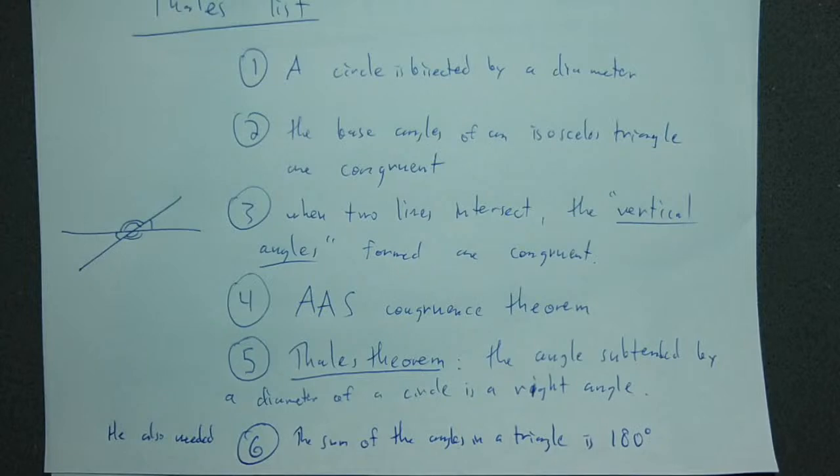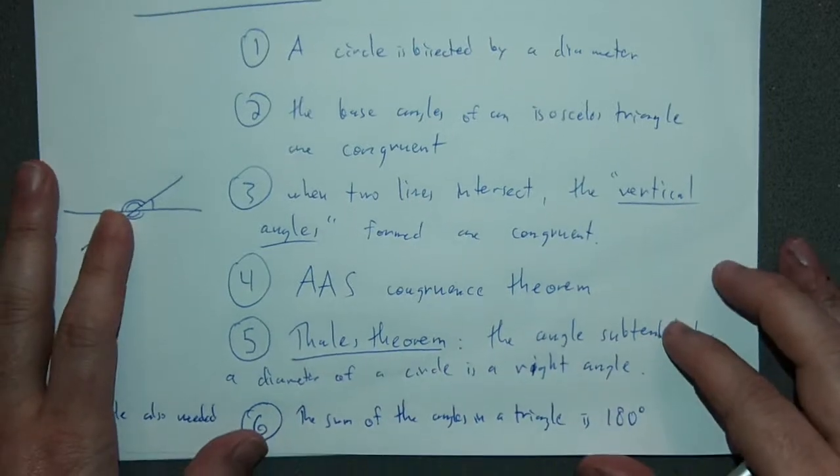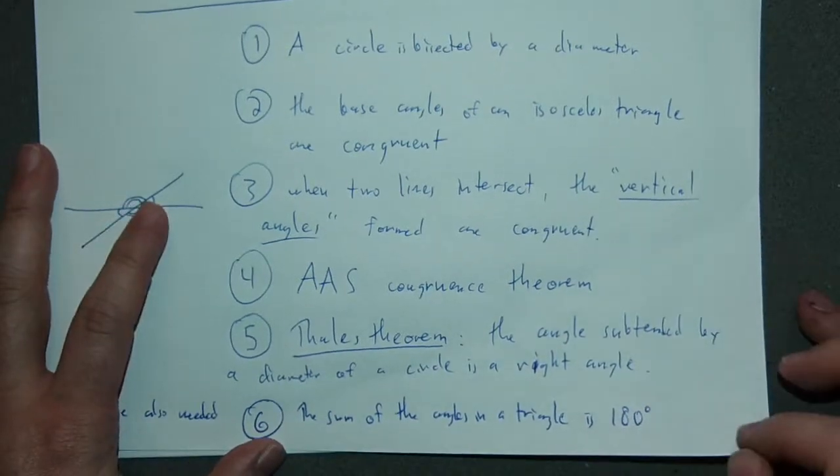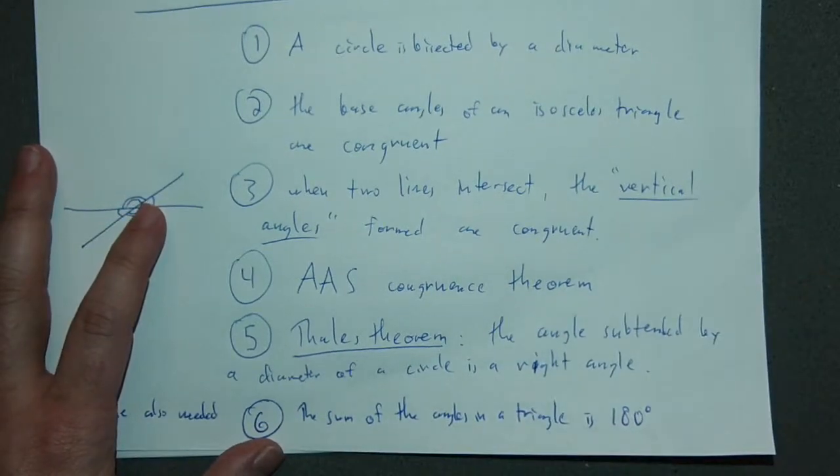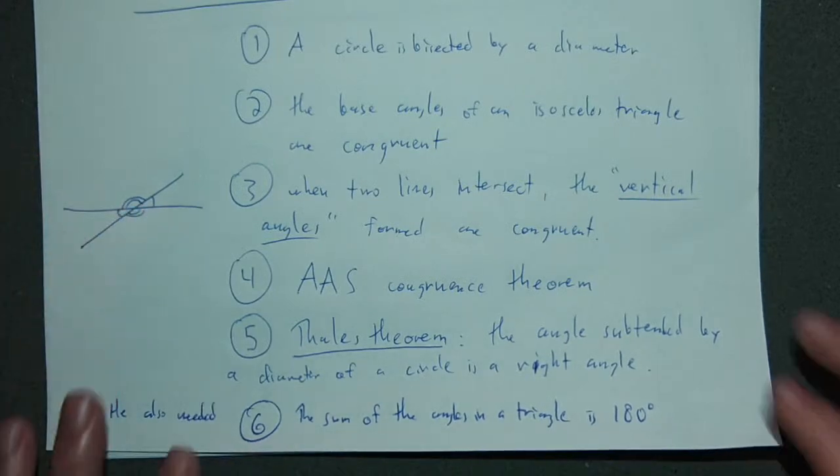So that's the idea. The Greeks phrased this differently. The Greeks said the sum of the angles in a triangle is equal to two right angles. So the sum of angles in a triangle is 180 degrees. Again, the Greeks would have said it is equal to two right angles.